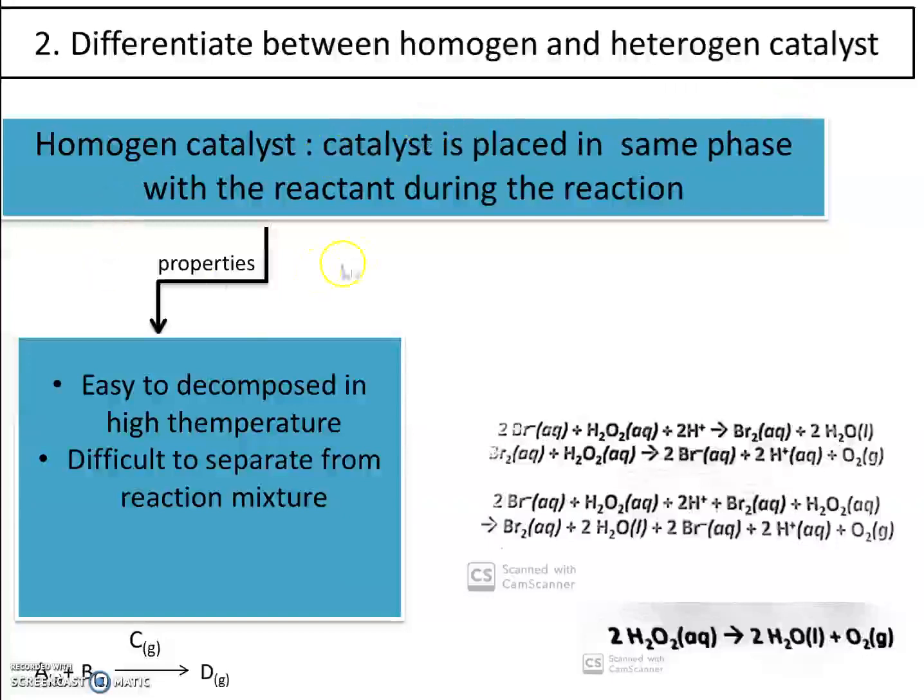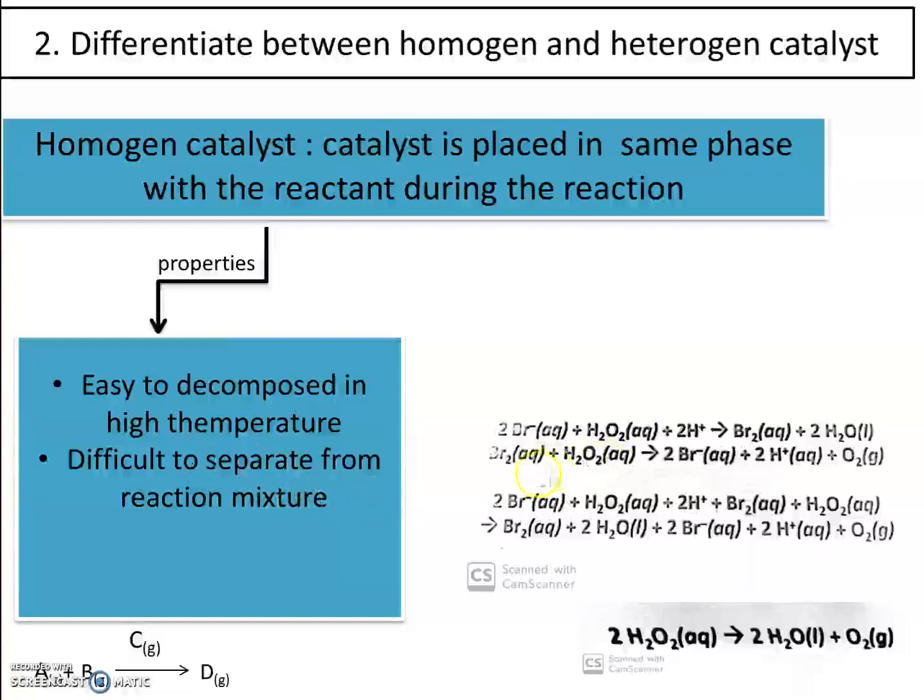We see here the properties: it is easy to decompose at high temperature, because as we know the particles in the form of gas or liquid are very wide compared to the particles in the solid. And it's difficult to separate from the reaction mixture, because we know that the phase is the same, it's homogen, and then the reaction is really faster.